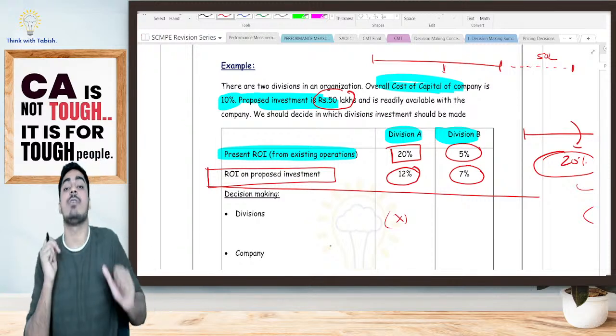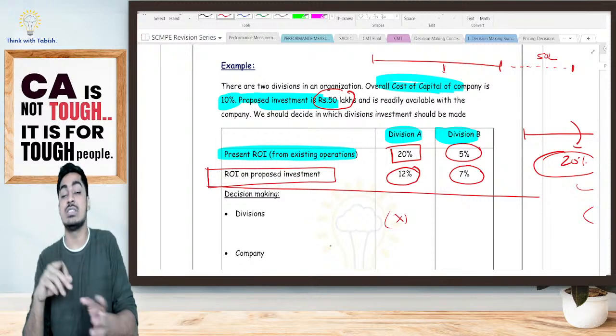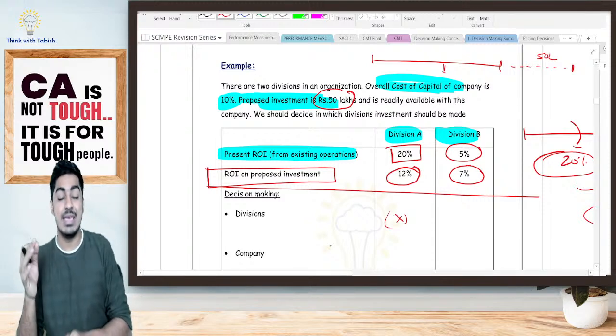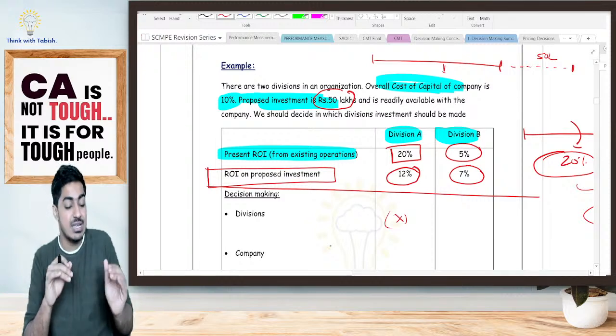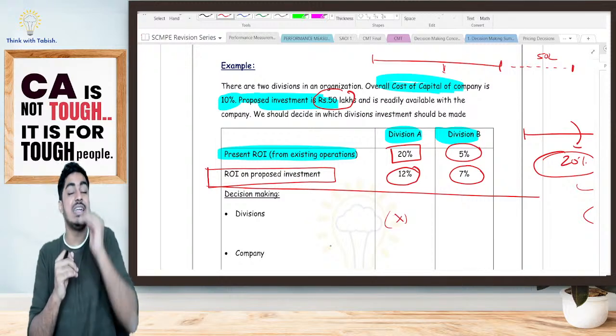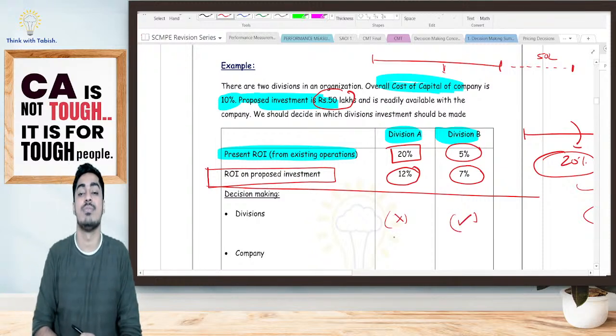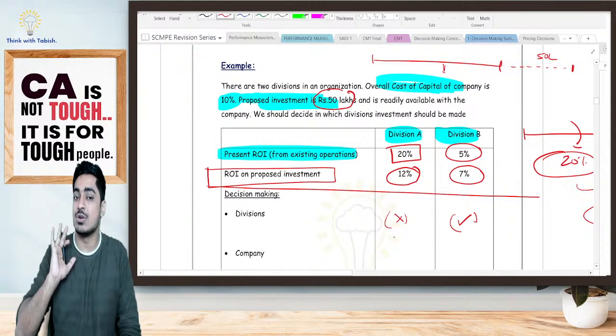Is it clear? Now look at the division B manager. Right now he's only getting 5%. However, from the new project, he will be getting 7%. So now he is happy. Right now my ROI was only 5%. If I accept this, it will give me slightly more ROI percentage. So the division B manager is willing for this amount. Is it clear, everyone? Till here, no doubts.